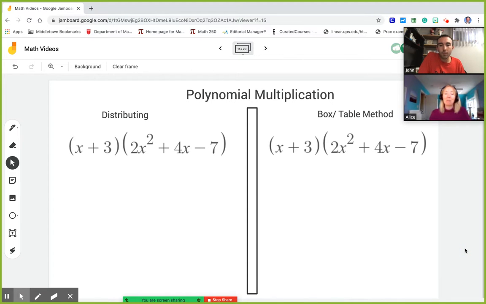Today we're going to be talking about polynomial multiplication. So the way I learned it was distributing. So let's go over that to start.